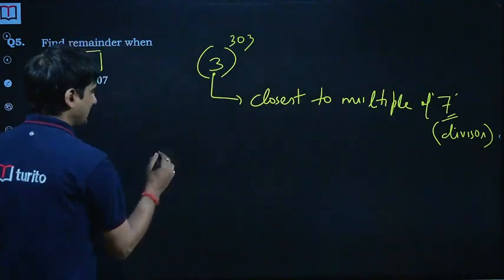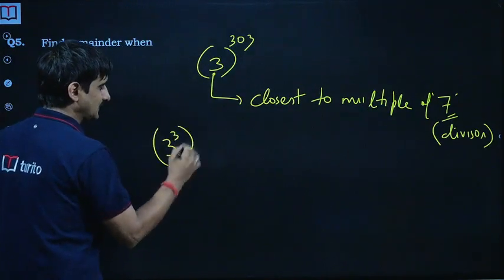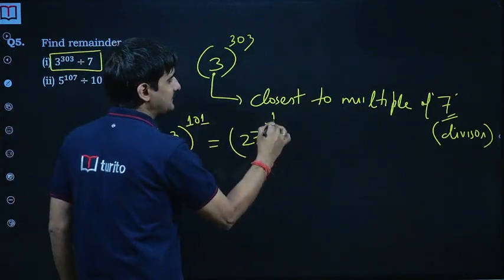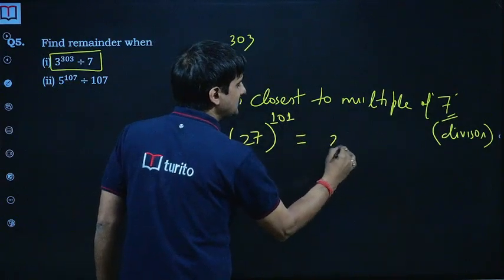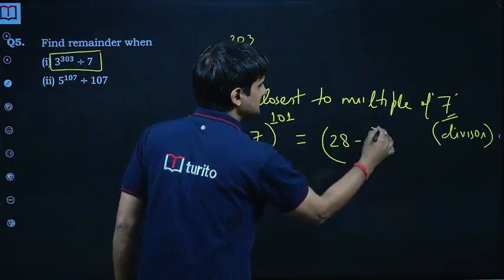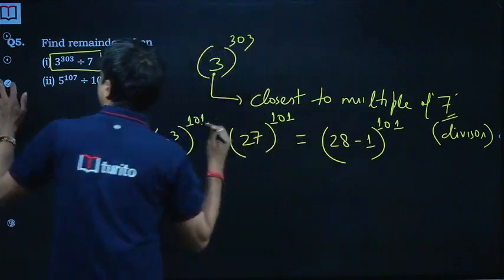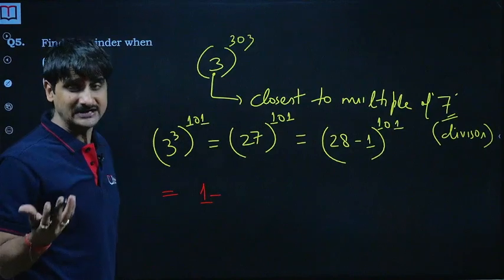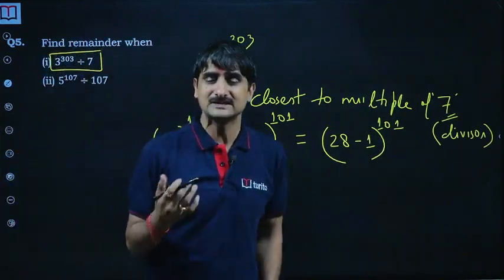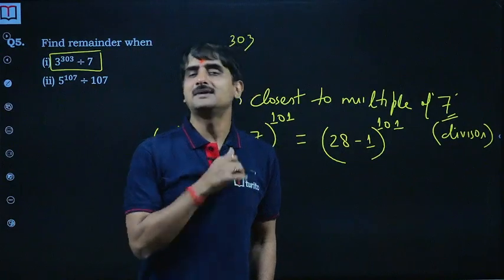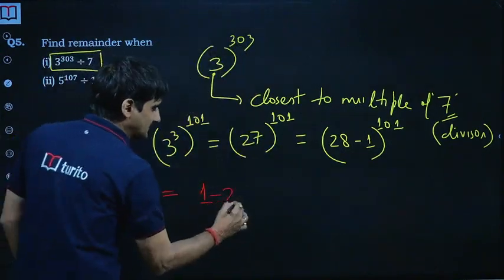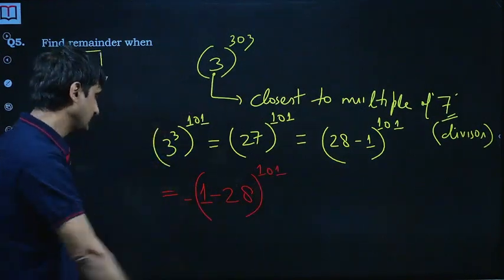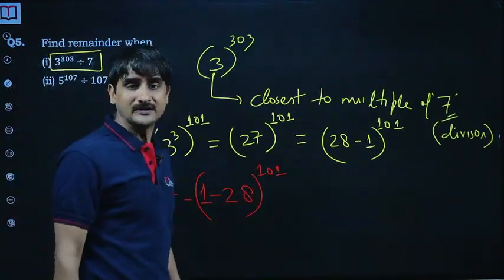Okay, bachcho. So now I will write it as 3 cube raised to the power 101, which is 27 raised to the power 101, which is 28 minus 1 raised to the power 101. Now since the power is odd and I prefer to write it in the standard form of binomial expansion, 1 plus x raised to the power n or 1 minus x raised to the power n, I will write it as 1 minus 28 raised to the power 101. Of course, I will take minus out of this binomial expression.